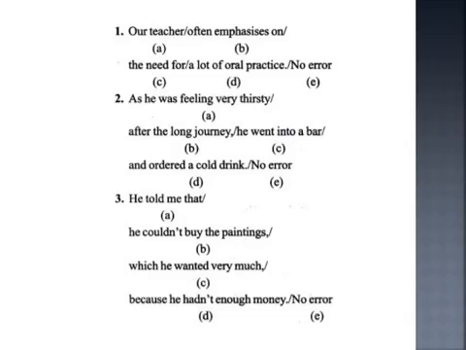Question number 2. As he was feeling very thirsty, A, after the long journey, B, he went into a bar, C, and ordered a cold drink, D, no error, E. Question number 3. He told me that, A, he couldn't buy the paintings, B, which he wanted very much, C, because he hadn't enough money, D, no error, E.